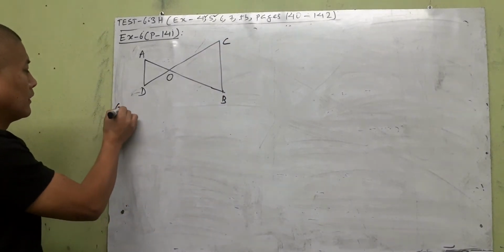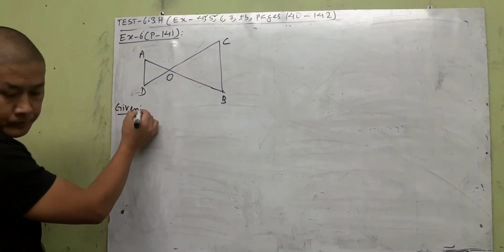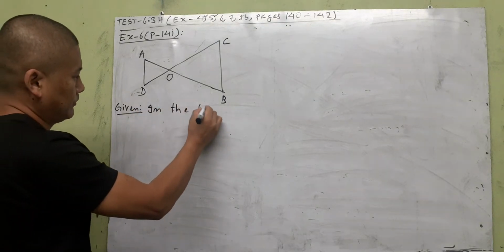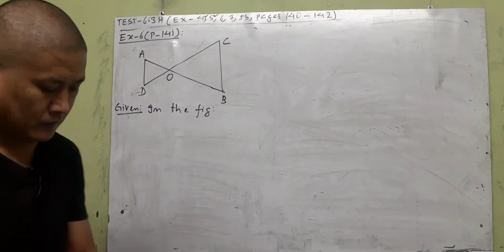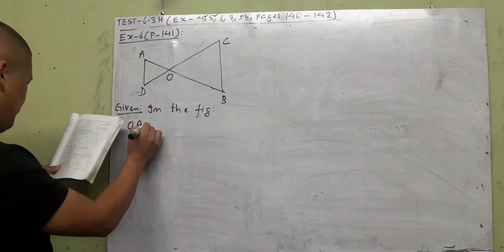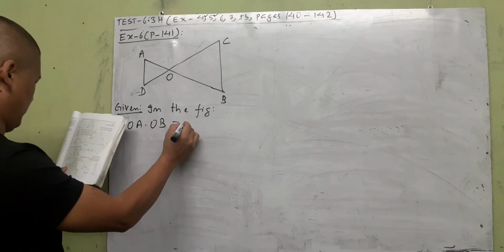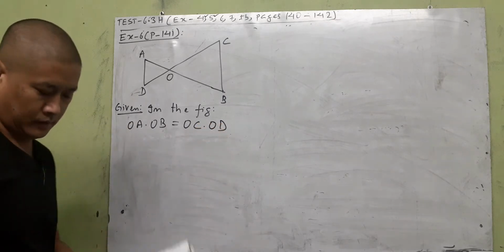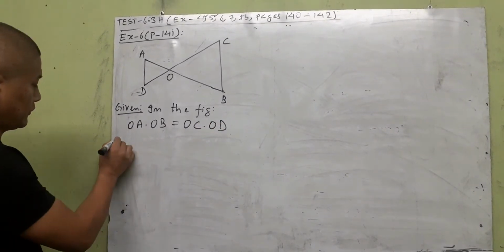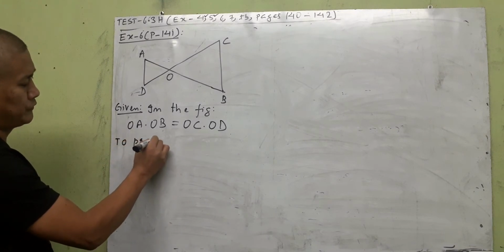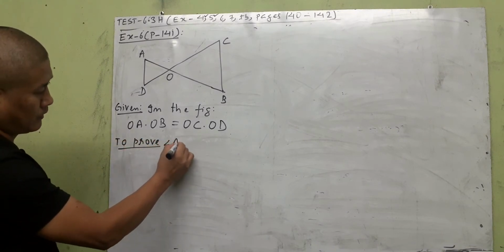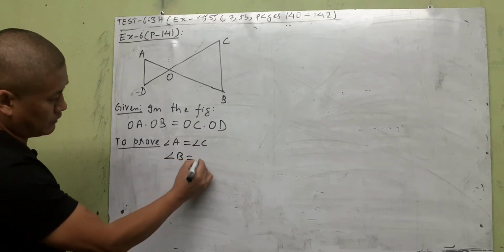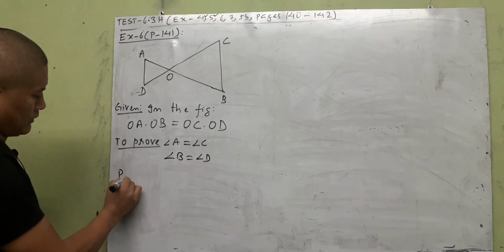So given to us in the figure. Okay, in the figure, this much is given to us. OA into OB equal to OC into OD. With this we have to show, that means in other words to prove that angle A equal to angle C and angle B equal to angle D. So let's start the proof.